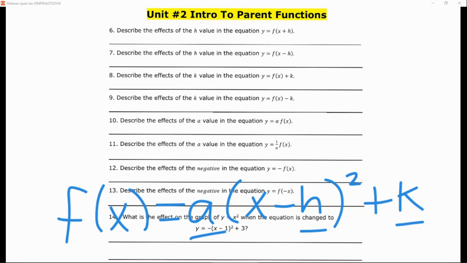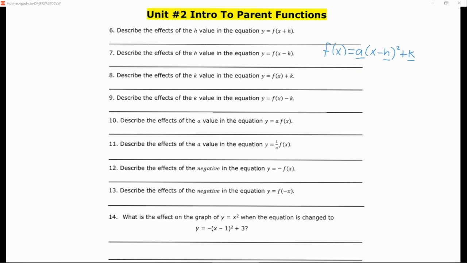F of x equals a, h, and k. I'll move it to the side so you guys can still see it. Okay, this is our goal. We want to be able to talk about this function right here, a, h, and k. What happens to the function as we move it around? What does the a do to it? What does the h do? What does the k do to the function?